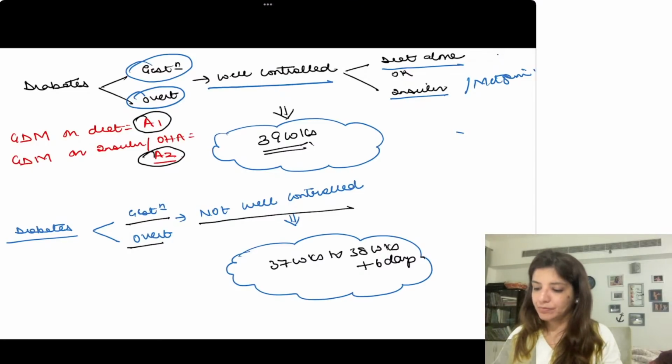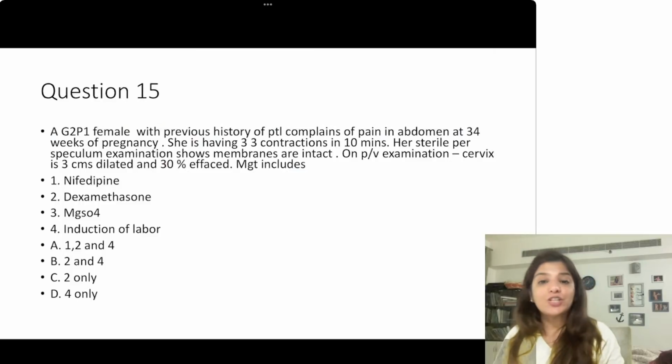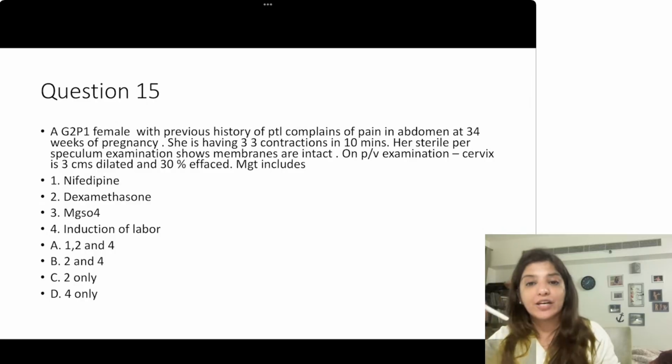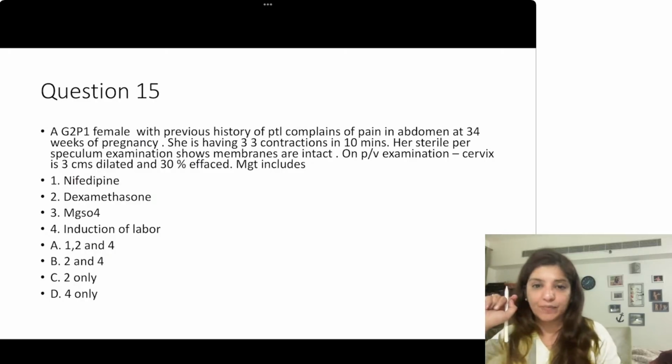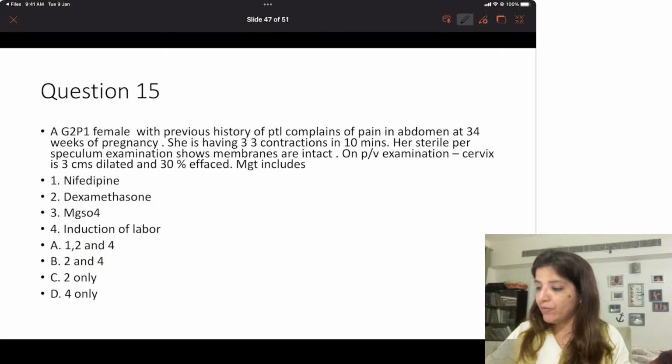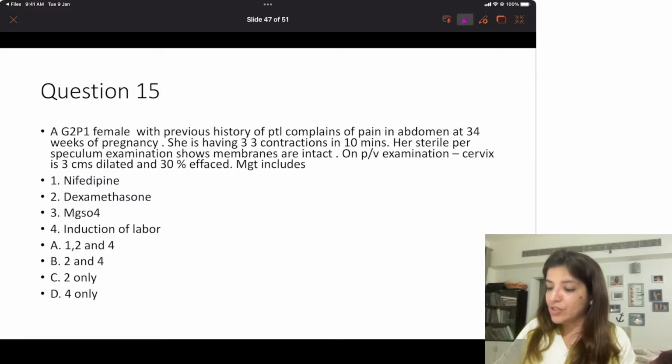Yes? Okay. Now, question number 15, and this is the last question for the day. I will be talking about Rh negative pregnancy in the next session, right? Now, a G2P1 female with previous history of preterm labor complains of pain in abdomen at 34 weeks of pregnancy. She is having 3 contractions in 10 minutes.